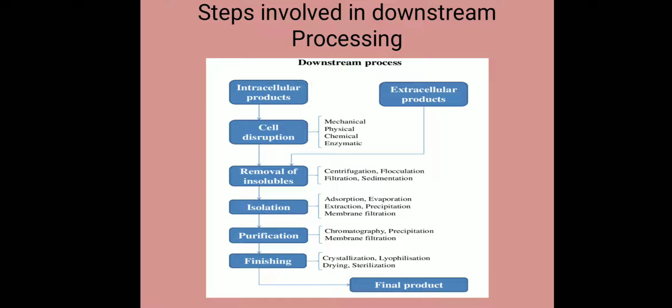After cell disruption, the insoluble products and the cells will be removed by various methods like centrifugation, flocculation, filtration and sedimentation. After the cells and or the product are removed, and the solid is separated from the liquid, we go for the next step that is called isolation, or it is also called concentration. In this step, we are going to remove the excess water that is present in the culture broth. Therefore, we are concentrating the product here. These steps involve evaporation, extraction, precipitation and membrane filtration methods.